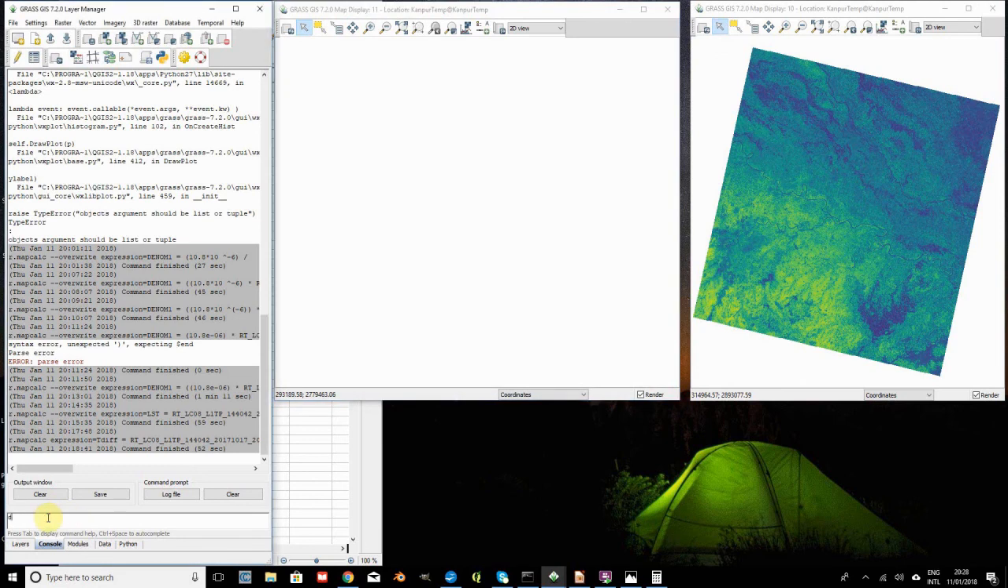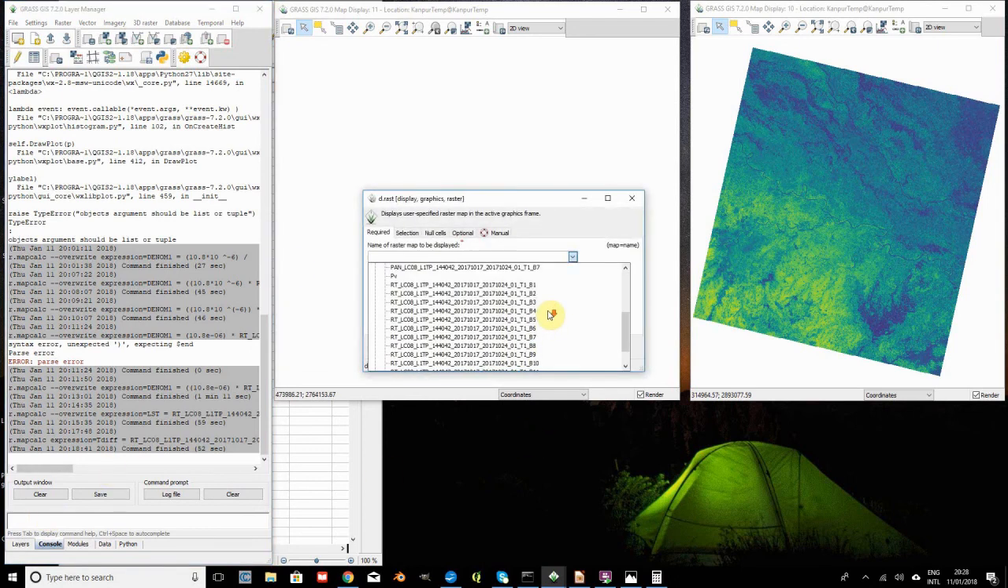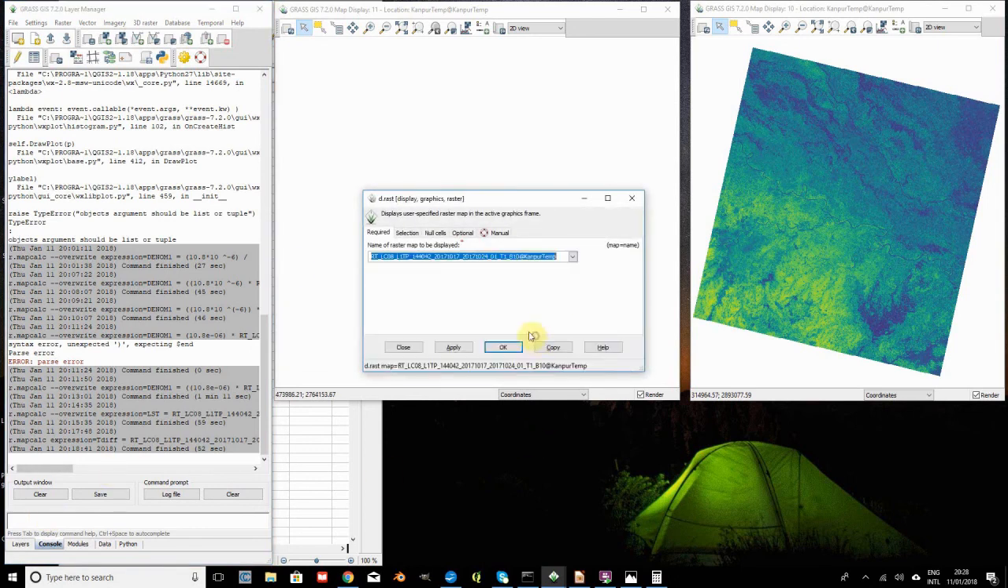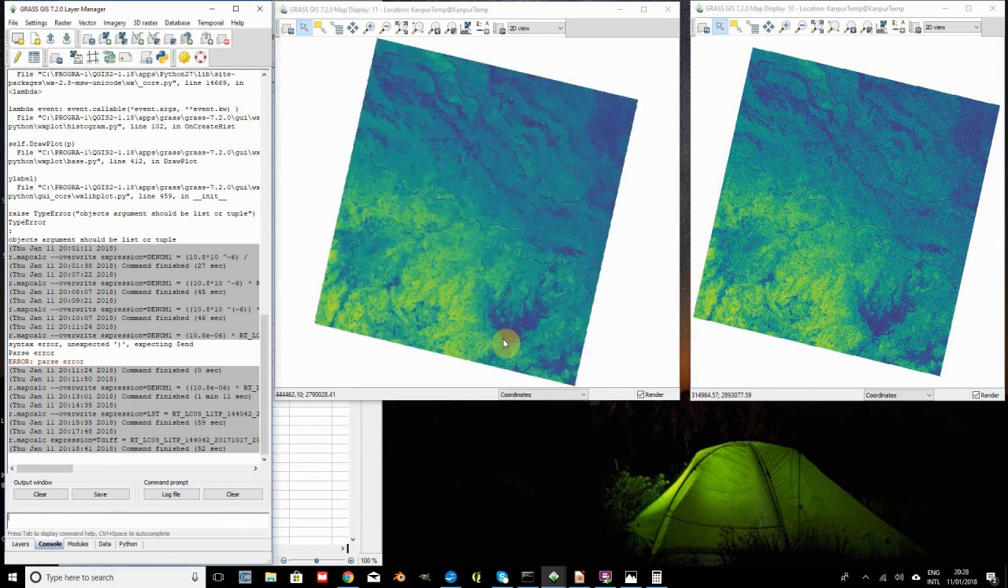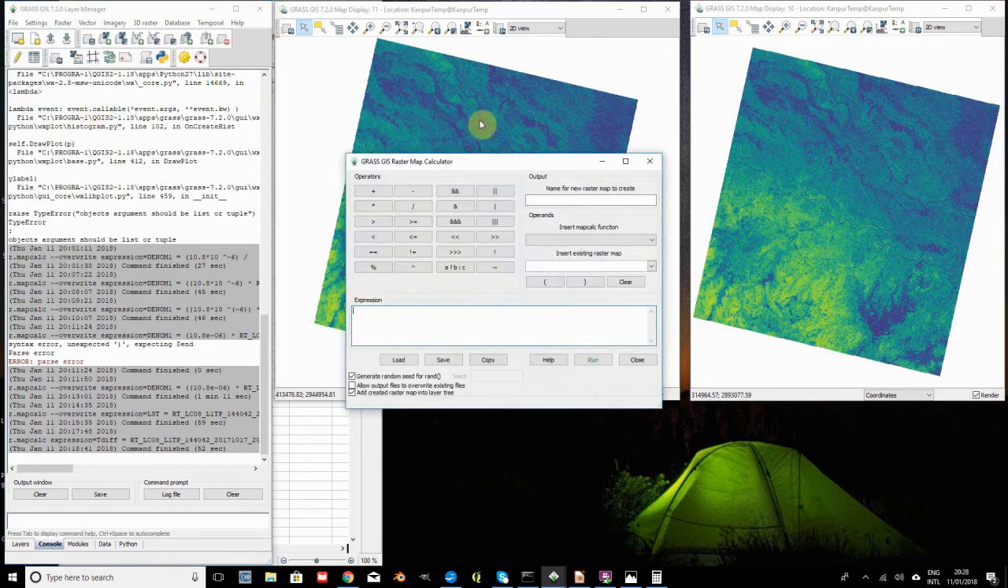I'm going to do another d.rast, and I'm going to plot the original top of atmosphere temperature. We get the same pattern. That's quite normal because the scaling isn't the same. Now, what I actually did is I took the map calculator, once again, and calculated the difference between the two.